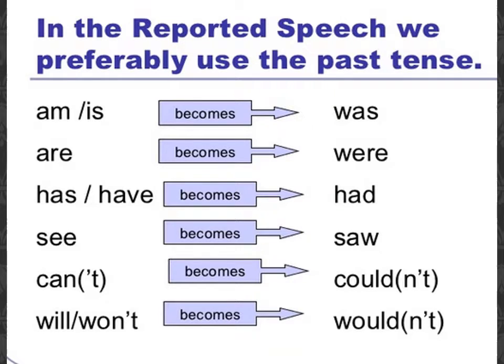In reported speech, we prefer to use the past tense. For example, am, is becomes was, are becomes were, has, have becomes had, see becomes saw, can or can't becomes could or couldn't, will or won't becomes would or wouldn't. So when we say go in the direct sentence, in the indirect sentence it will be went.